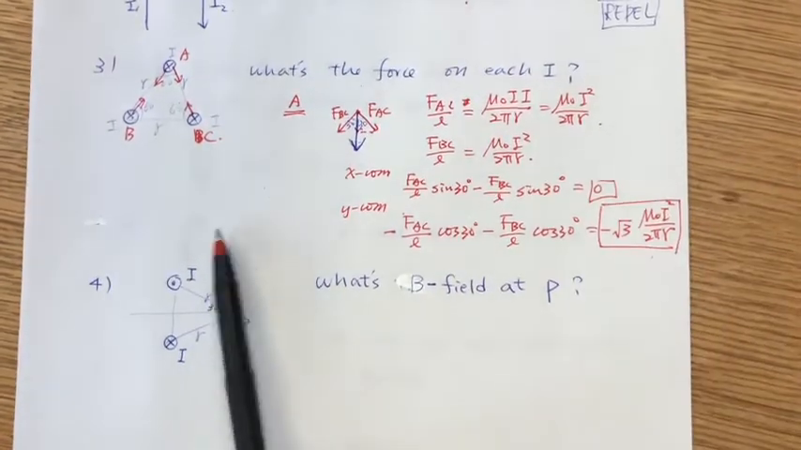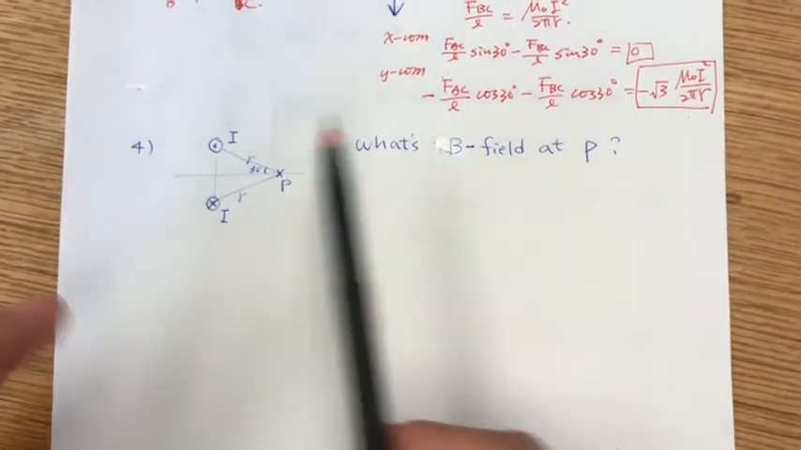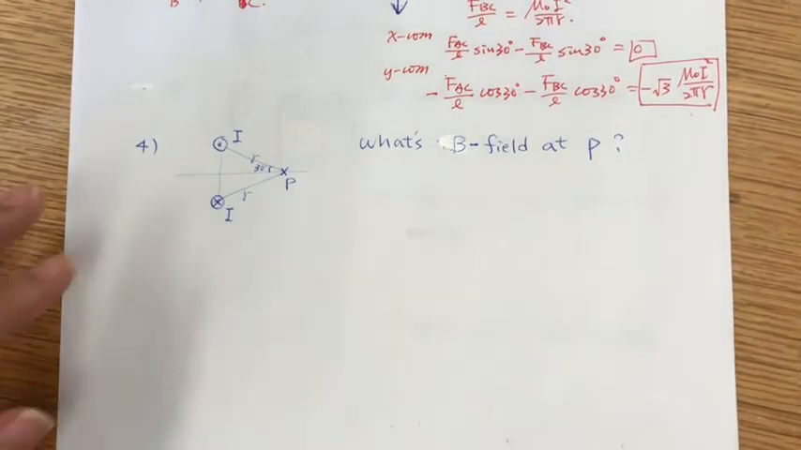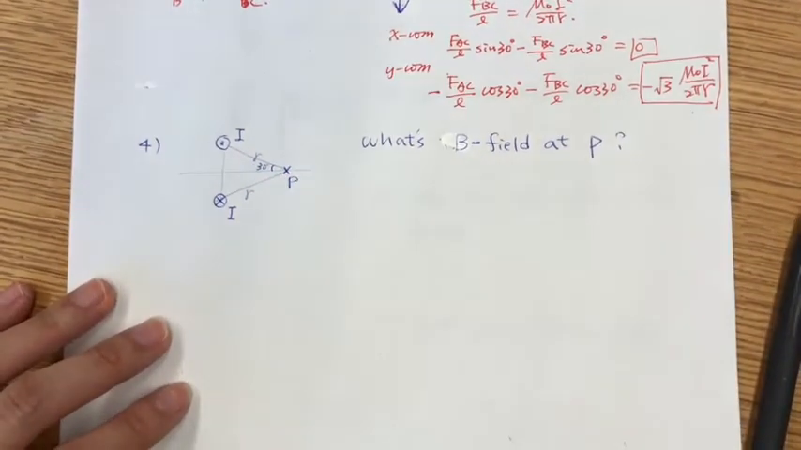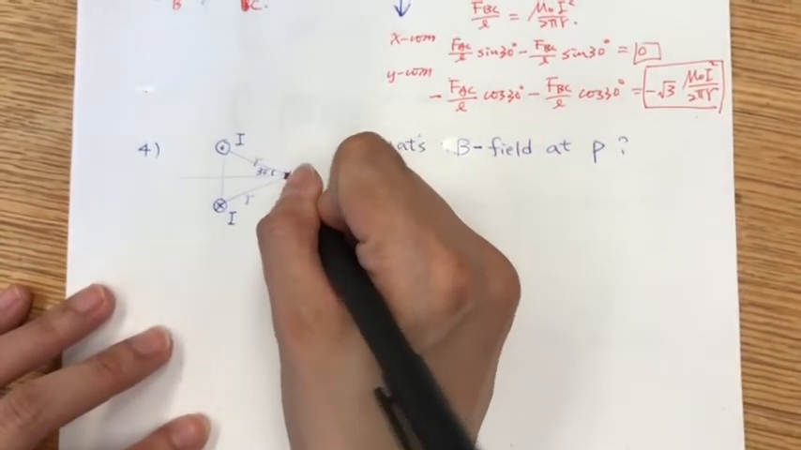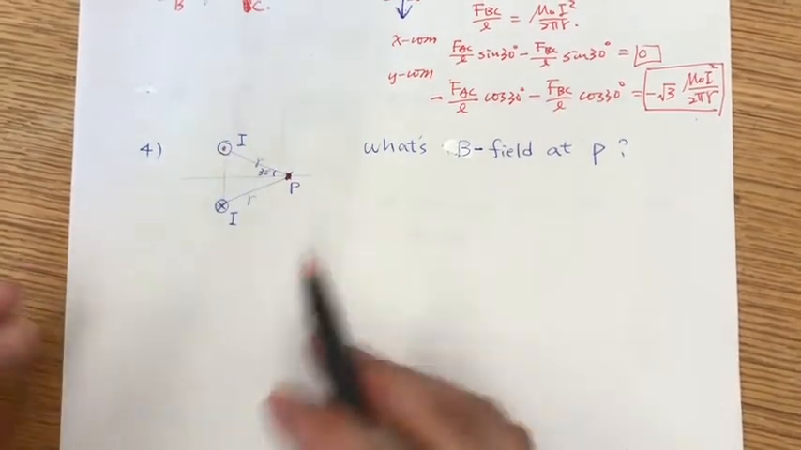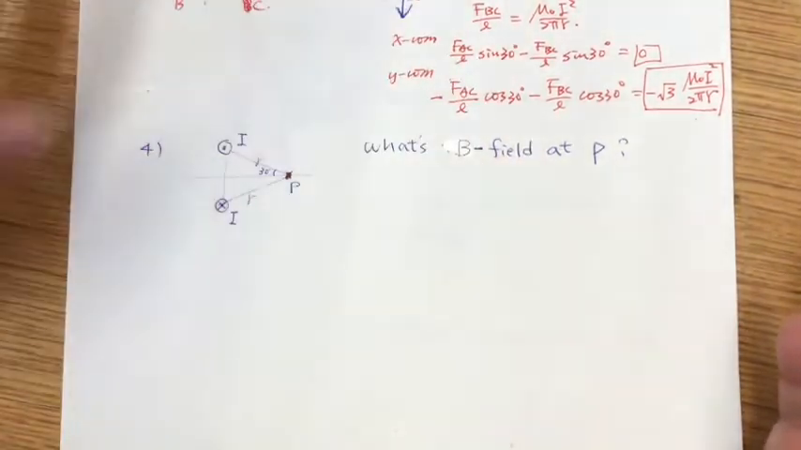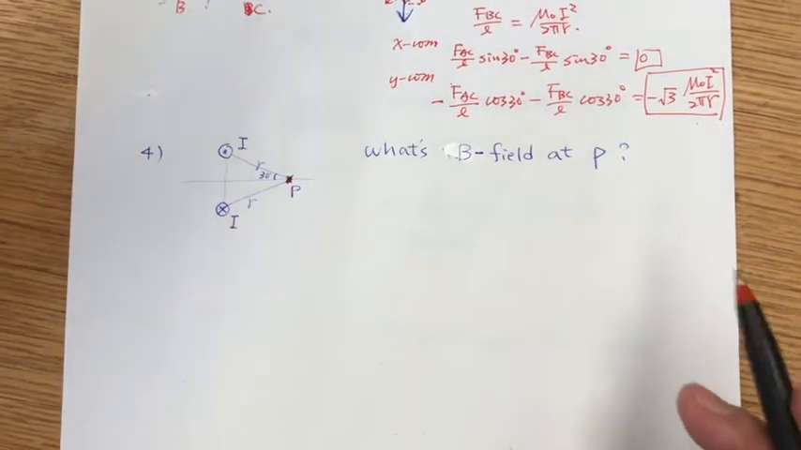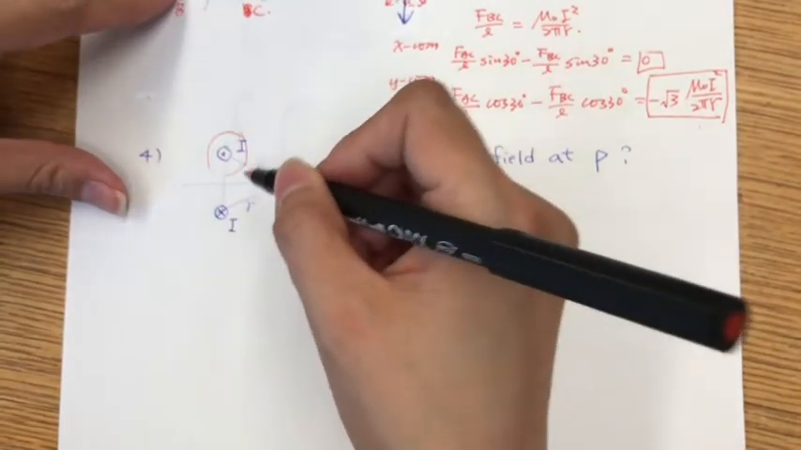Now let's see, similarly to this question, but instead of the forces on each current, I want to just ask what's the magnetic field at this point. So let's see, this point, since there's a current here and another current here, this current will create a magnetic field all over the place. This also creates a magnetic field all over the place. And specifically, this one will create a magnetic field like a circle.